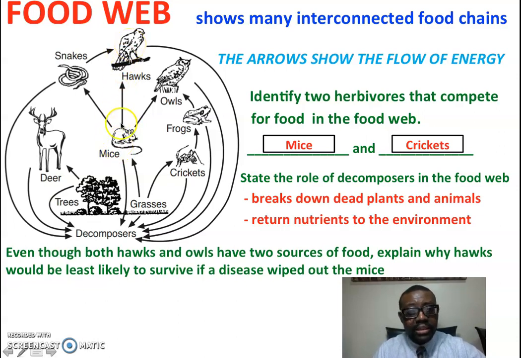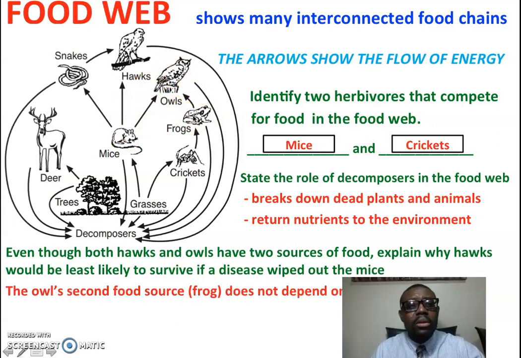So the reason is, if you look at the food web here, it shows that hawks feed on snakes and they also feed on mice. But owls feed on mice, and they also have an alternative source of food, the frog. So this is why owls will be the most likely to survive compared to hawks, because owls have a second source of food, which is a frog, and do not depend on mice. So if a disease wipes out the mice, the owls will have an alternative source of food.